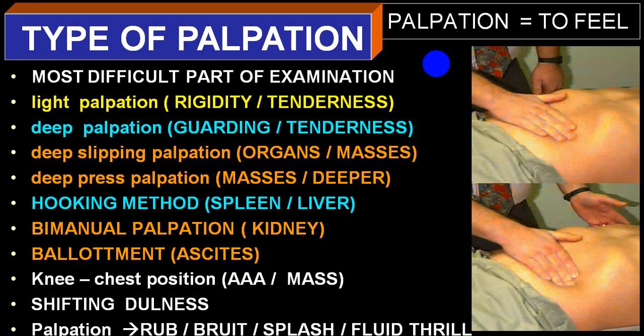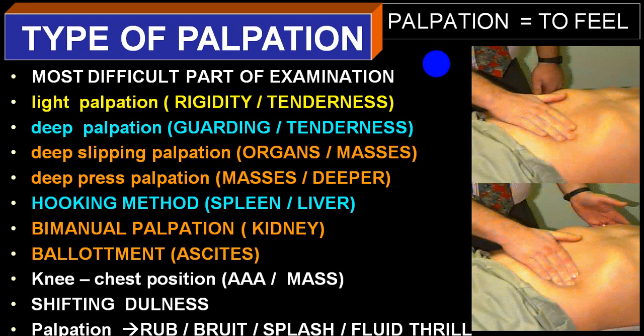Rigidity is very characteristic of any inflamed structure below the palpating area. If there is a generalized rigidity, meaning all over the abdomen, it is very characteristic of peritonitis, which can be because of multiple different conditions. It can be spontaneous bacterial peritonitis, it can be secondary due to perforation. So rigidity will be one of the most common findings in that.